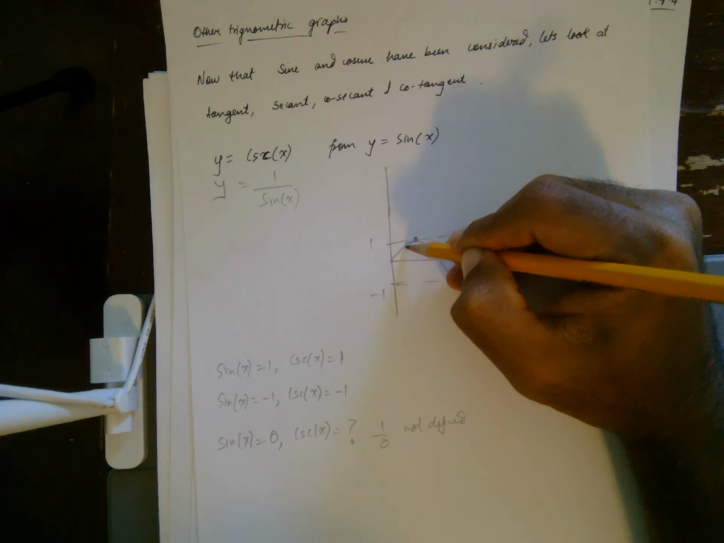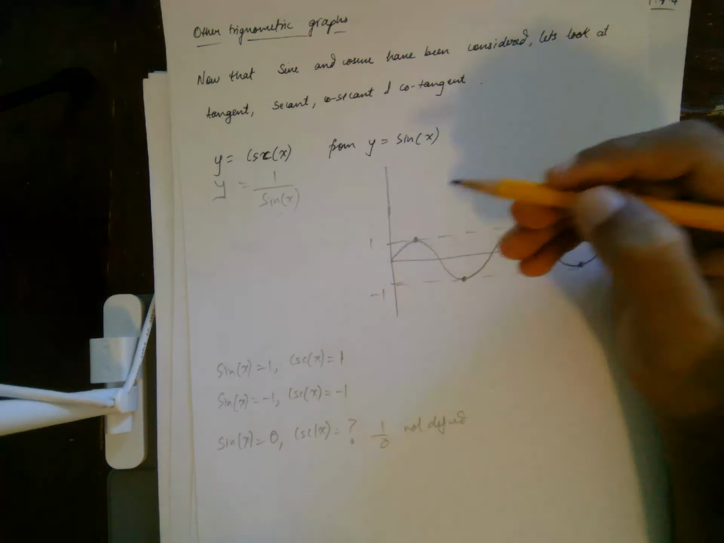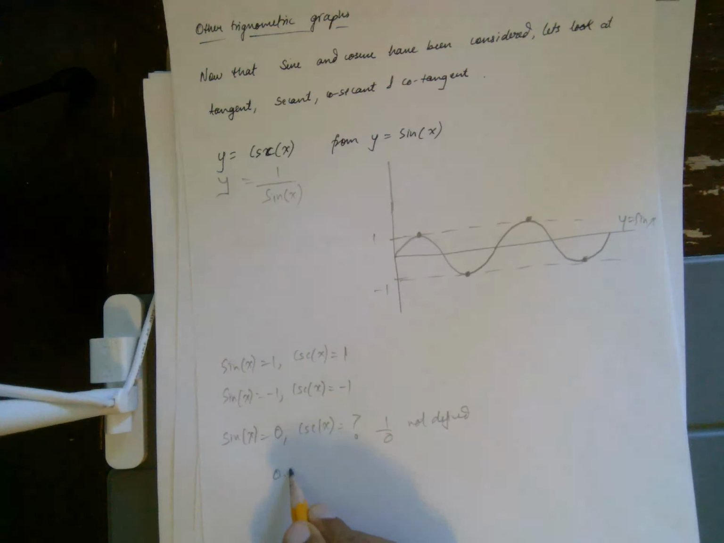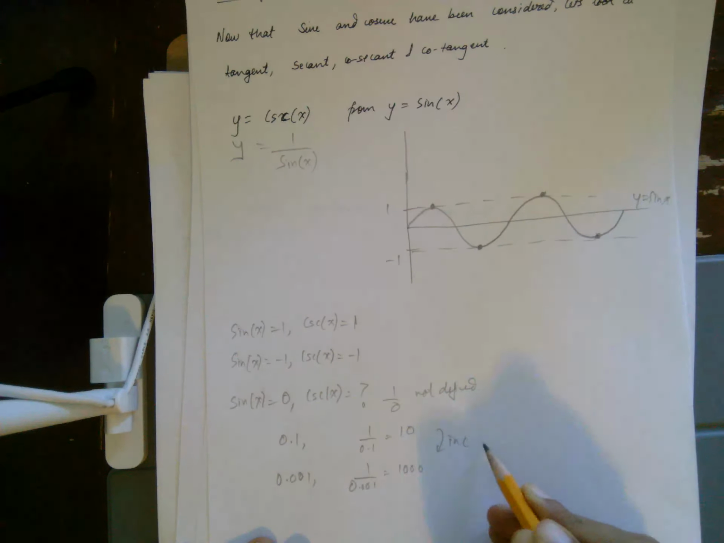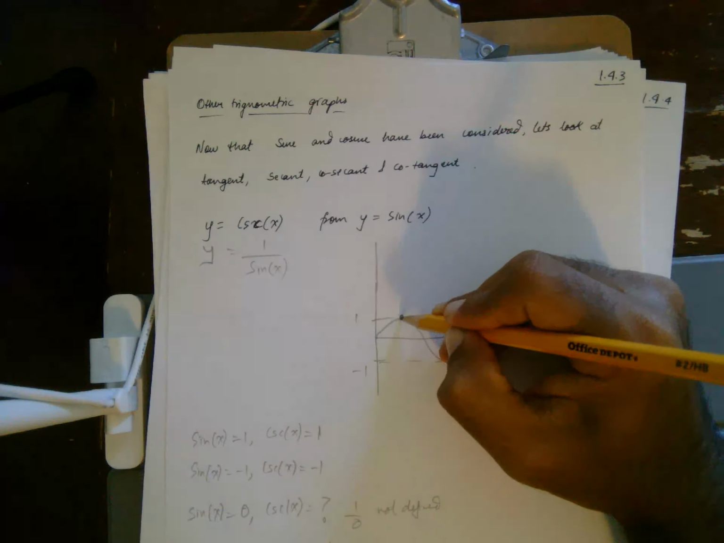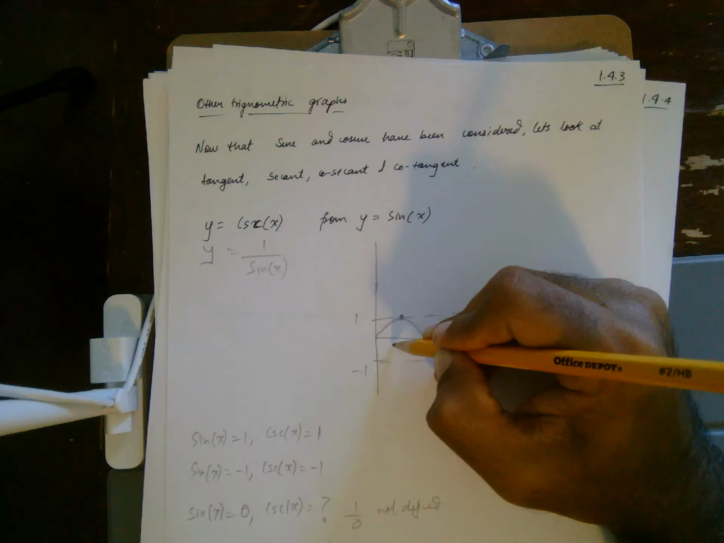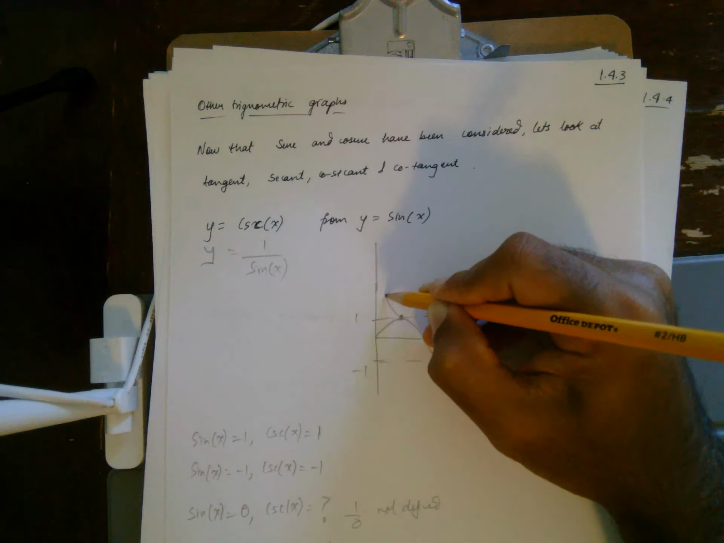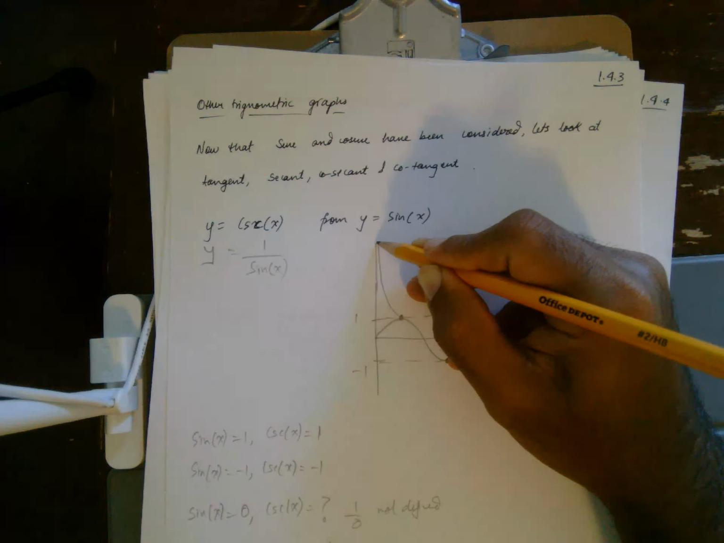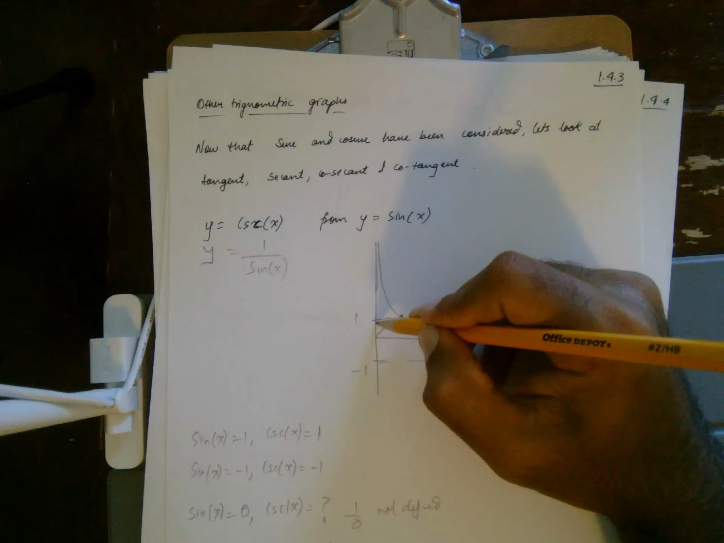But what about these values? When you get closer and closer to 0, so like 0.1, this is 10. If it's 0.001, this is 1000. So it's increasing, which means you would expect that as you get closer and closer to 0, if this is sine, then cosecant is going to get larger and larger, but it's never going to touch this, because at 0 it's not defined.